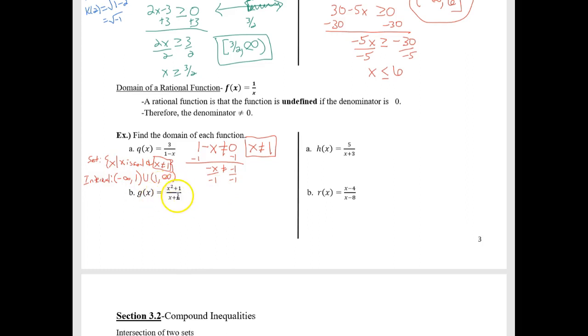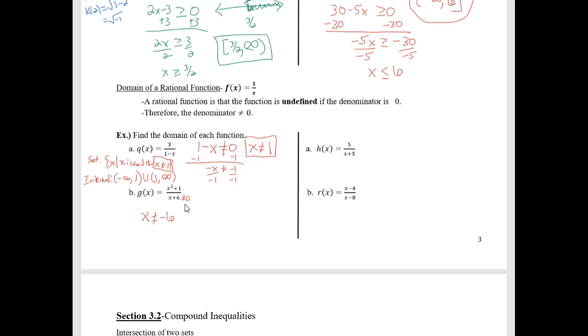Alright, looking at part B here, we have the function g, and it's x squared plus 1 divided by x plus 6. Now there is an x in the numerator, but that doesn't matter. I can put any number I want into that x and it doesn't stop me. The thing I have to think about is the denominator again. So x plus 6 cannot equal 0. Well, what's the only value for x that would make that 0? x cannot be negative 6. So that's the only value that x can't be, because negative 6 plus 6 would give me 0.